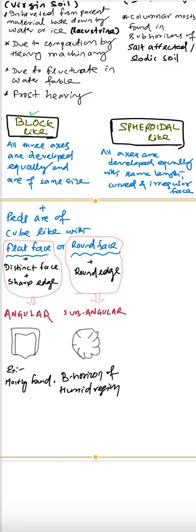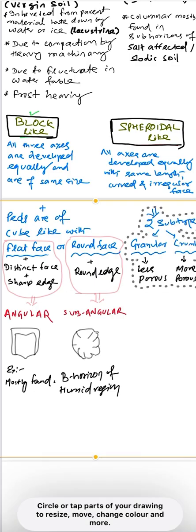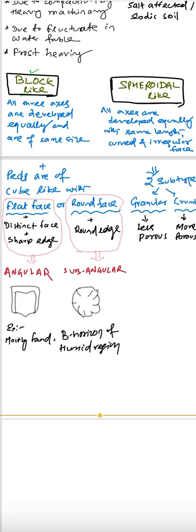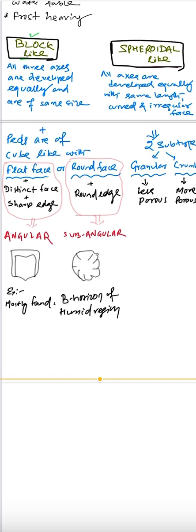Now you can see again there are two subtypes: one is granular, another is crumb. If it is less porous, or we can say non-porous aggregate, it is called granular. If it is more porous, it is called crumb-like structure. And as you know, because the spheroidal structure is more porous in nature, this is the best soil structure for any agriculture purpose.